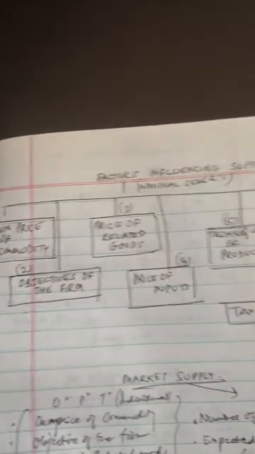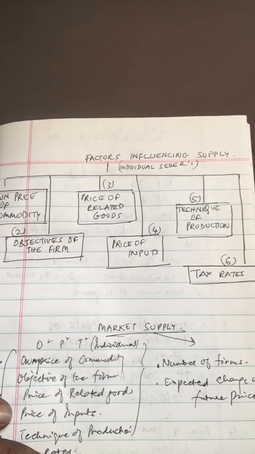And we also said that there are certain determinants, one being its own price. Then we talked about, say, the objectives. That's another determinant. We talked about price of related goods, price of inputs. We talked about technology, change in technology, tax rates. So these are some of the determinants of supply. So here we go. I just want you to have a look as to what we did in the last class. This is how we talked about it.